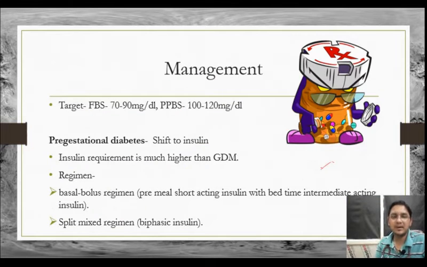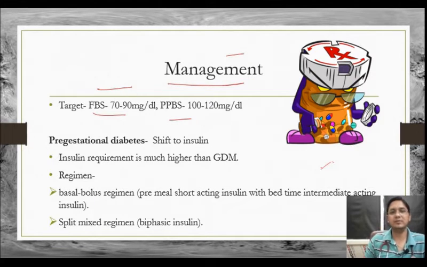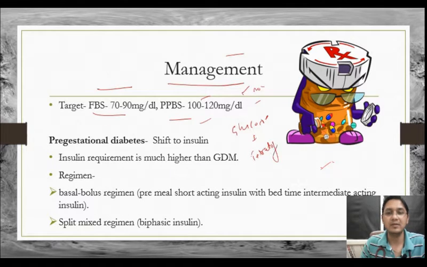So we have seen diabetes, gestational diabetes, and glucose intolerance. Now we come to the most important part, that is the management. What are the treatment options we have? First we have to set the target values. Our target fasting blood sugar is 70 to 90 milligram per deciliter, and post meal blood sugar between 100 and 120 milligram. The range is quite narrower than the non-pregnant state, because the high glucose in diabetes is teratogenic to the fetus. So we have to maintain the blood sugars in a narrow range.